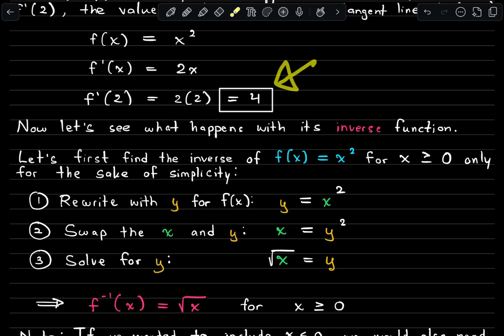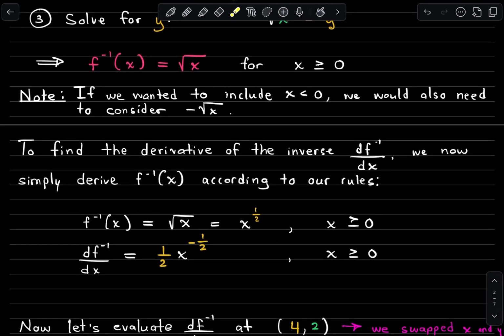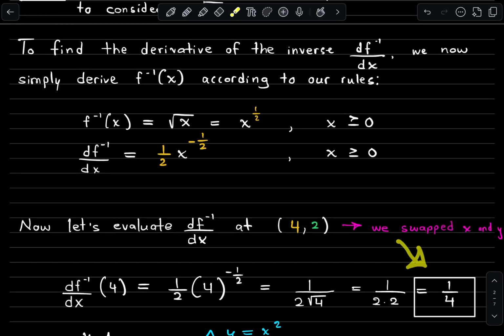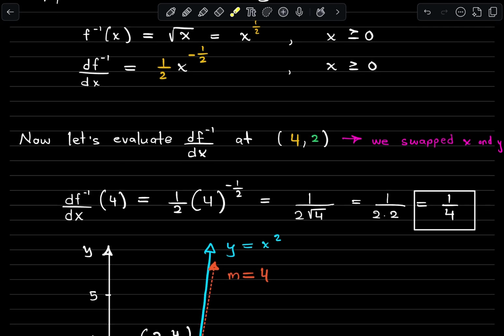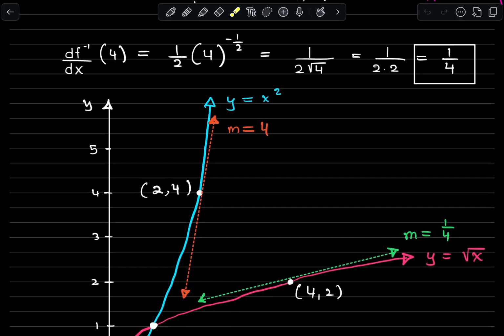As a reminder, that was our slope of the tangent line for f at 2. That was 4. And this has come out to 1/4, the reciprocal of that.